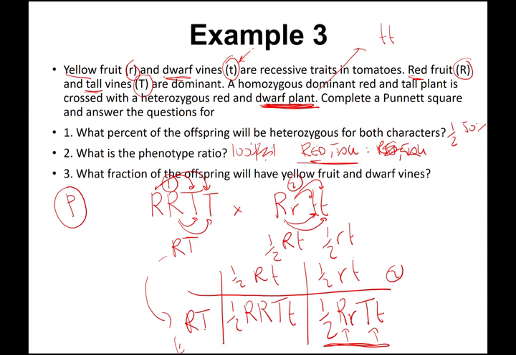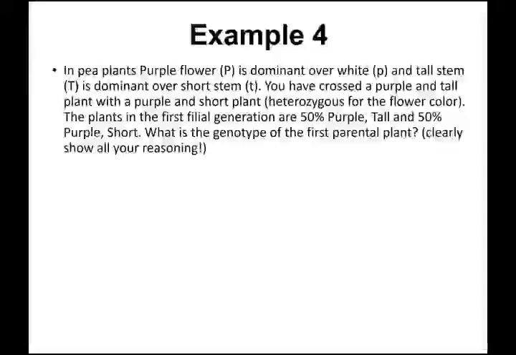And what fraction of the offspring will have yellow fruit and dwarf vines? 0%. They are all red and tall, so none of them would have that phenotype.